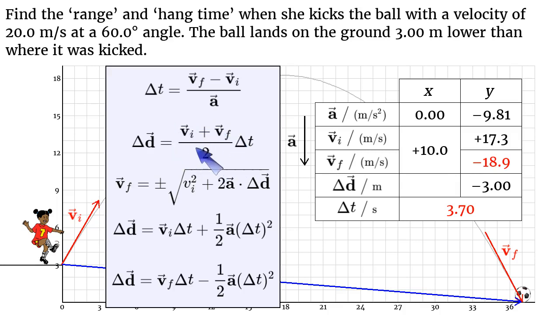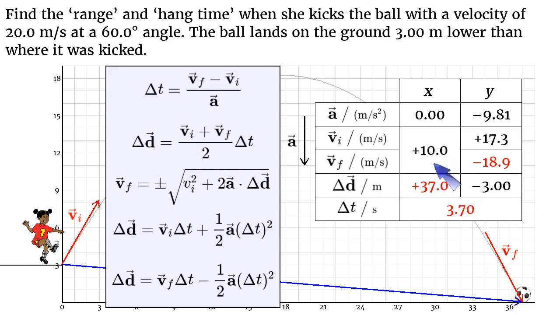So vi plus vf over 2, that expression is averaging the velocities. But in the case of the x motion, because there's no acceleration, the initial and final velocities are the same. So we don't really need to average it. The average of 10 and 10 is just going to be 10. So to get the displacement, we're going to take our average velocity, which is 10, and multiply by the time, which is 3.7. And you probably can do that even without a calculator. That's going to be 37.0.